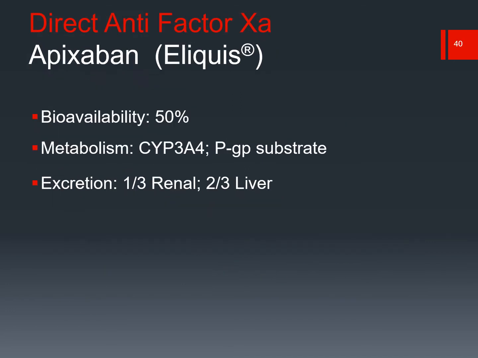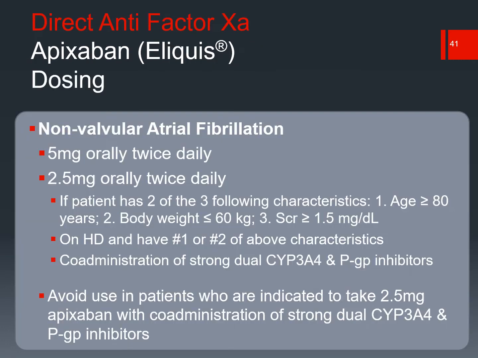Apixaban, branded as Eliquis, was the second FDA-approved drug in this direct anti-factor Xa class. It does have reduced bioavailability compared to some of the others, but it does have standard dosing. There are interactions with PGP substrates, and it does have partial excretion through renal and liver, similar to rivaroxaban. As we get to dosing, you'll notice for all of these direct anti-factor Xa medications that they have specific dosing based on the indication provided.